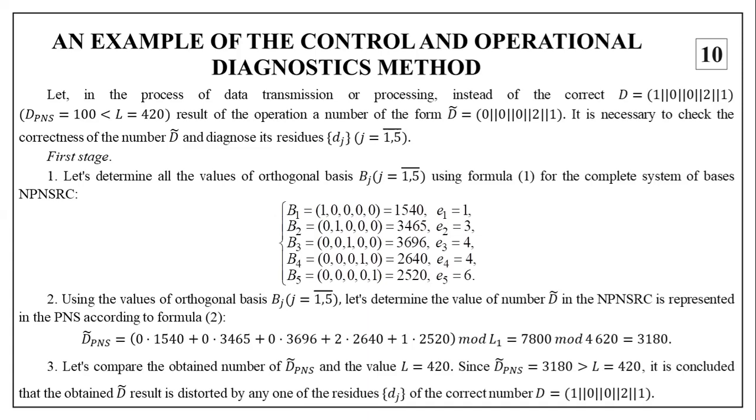First stage. First of all, let's determine all the values of orthogonal bases using formula 1 for the complete system of bases, which are presented on this slide. Using the values of orthogonal bases, let's determine the value of the obtained number represented in the positional number system according to formula 2, which is 3180 in the positional number system. Let's compare the obtained number and the value of the information numerical range. Since the resulting number is 3180, which is greater than 420, it is concluded that the obtained result is distorted by any one of the residues of the correct number.